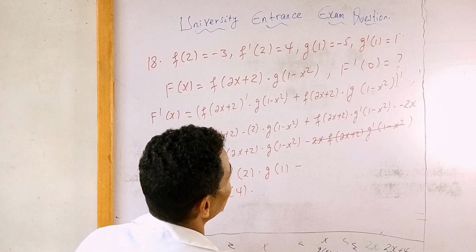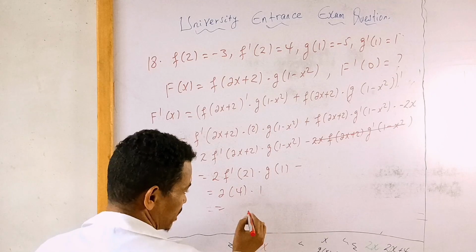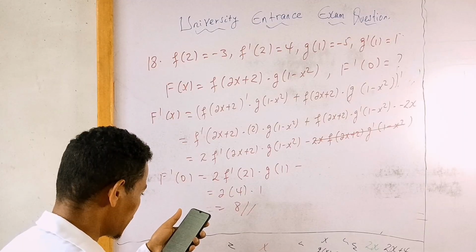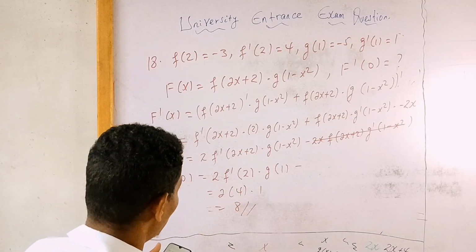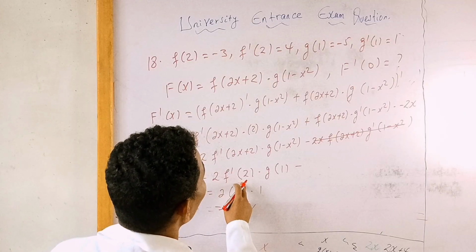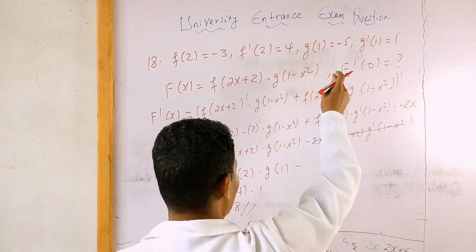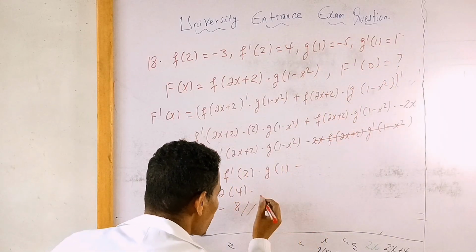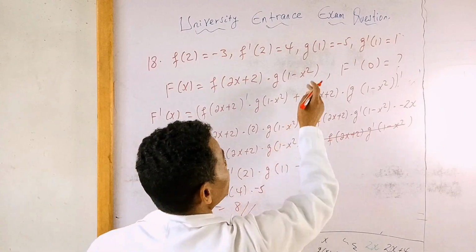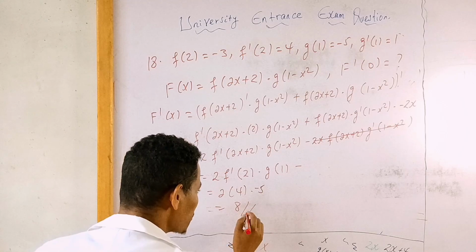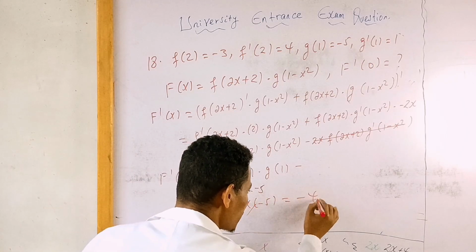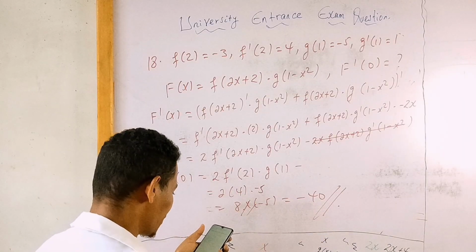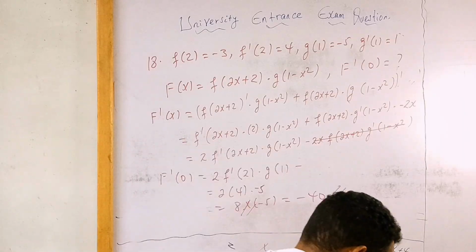times g of 1, so 2 times 4 is 8. Question number 18, that is 2 times f derivative at 2, f derivative at 2 አራት ነው። እንደገና g of 1 is negative 5, okay, times 5 ነው የምናደርገው። So 2 times 4 is 8, 8 times negative 5 is negative 40 ይሆናል ማለት። ስለዚህ f derivative at 0 is negative 40 ይሆናል። 18ኛ ጥያቄ negative 40 ወደ D ይሆናል። Okay.